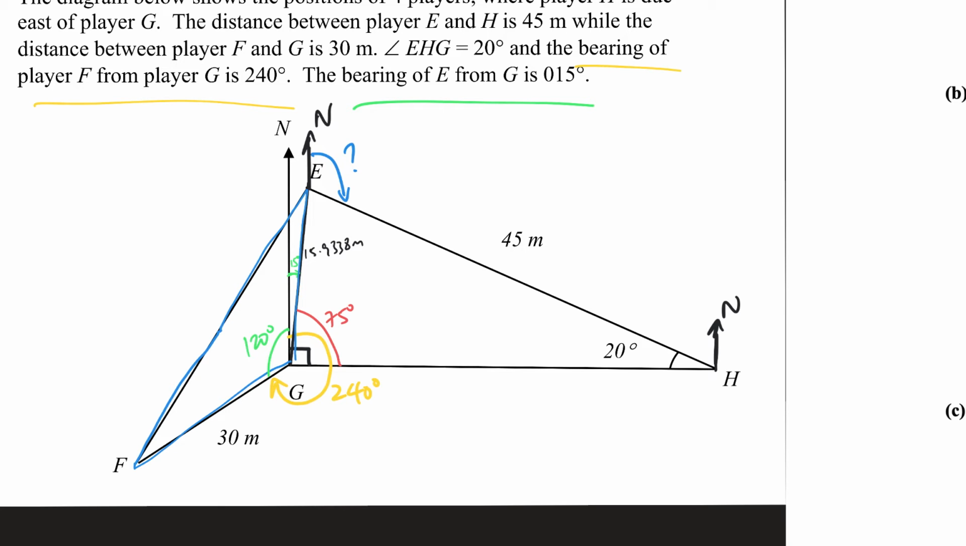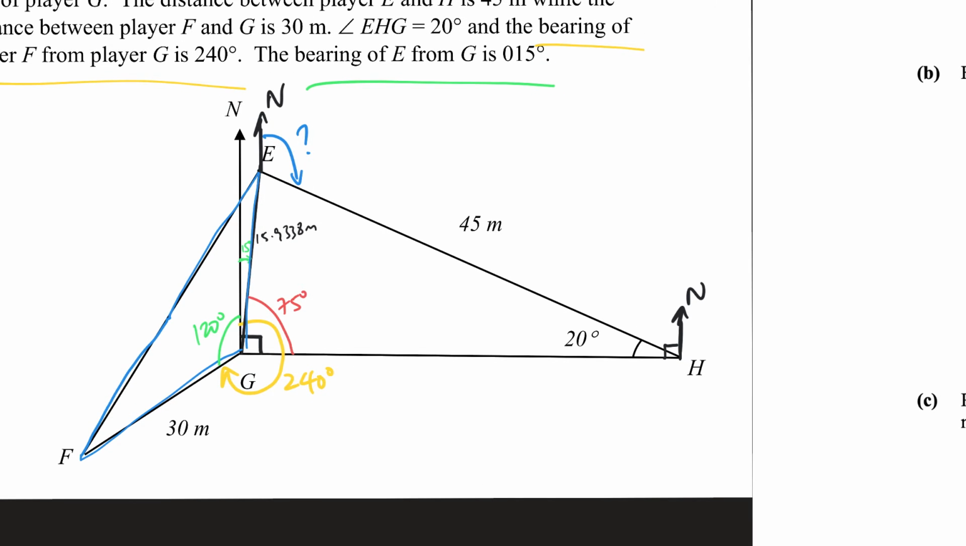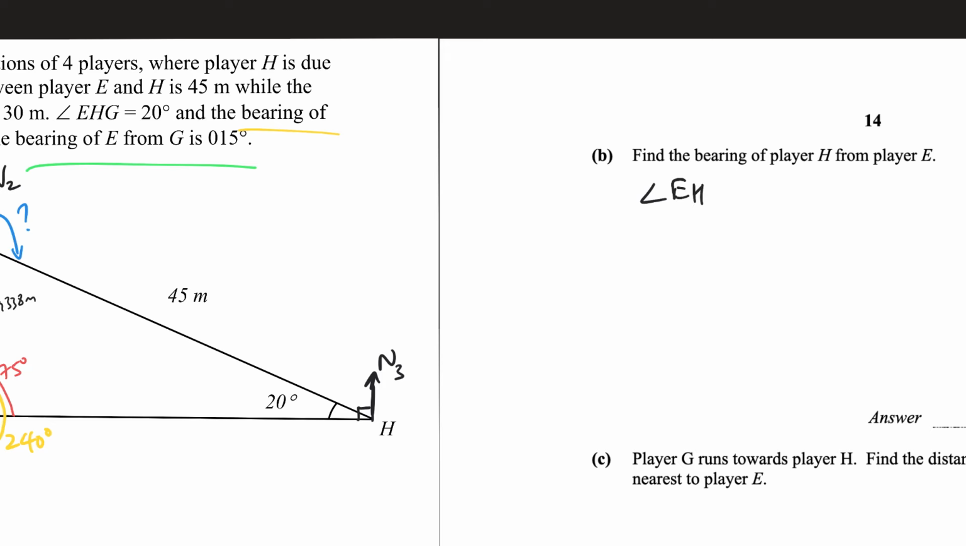Because if you see that this is north, and this is a perfect 90 degrees, a perfect east. This is north, that means this is also 90 degrees, right? Because this is a perfect east, 90, 90. And so that tells me that it is also 90 degrees, and that means I can find this angle. What do we call it? Okay, let's call this N2, and let's call this N3. And so we can find angle EHN3, which is simply 90 minus 20.